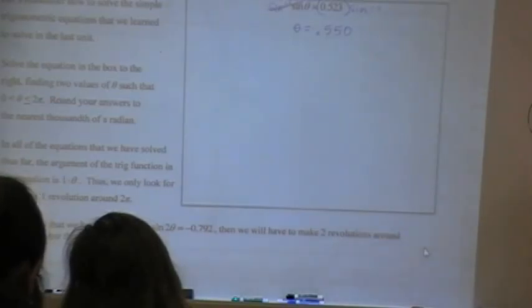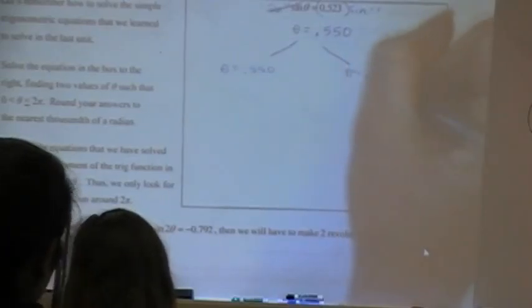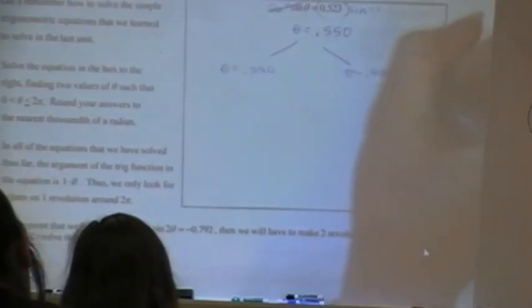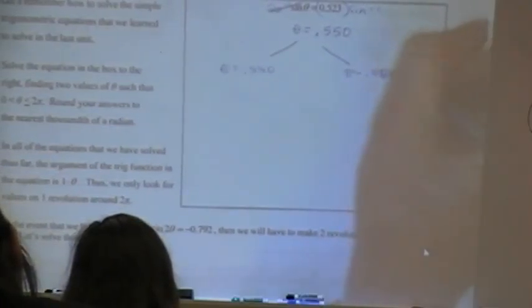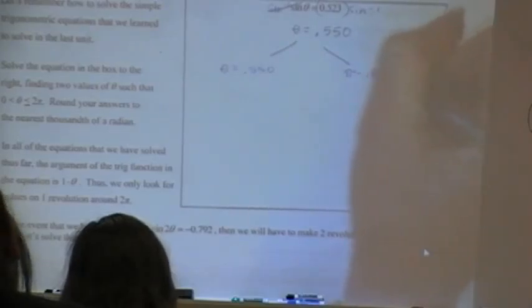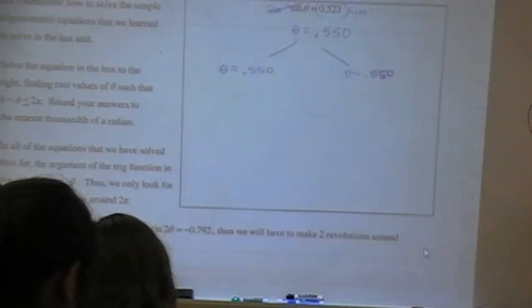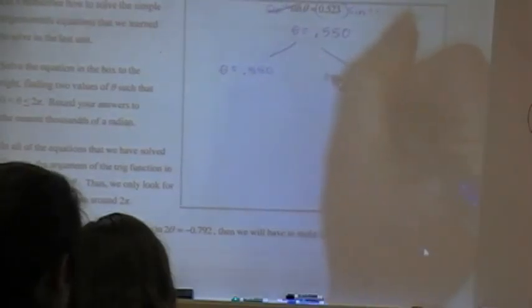Anybody remember how you get the other one? Pi minus. So right here, I'm going to split this so that I have both of them. This is the one that came from my calculator, and then I have pi minus the one that came from my calculator. Now also, when we arc sine or arc cosine, that is also where we add in 2 pi n. So I'm going to add in 2 pi n.